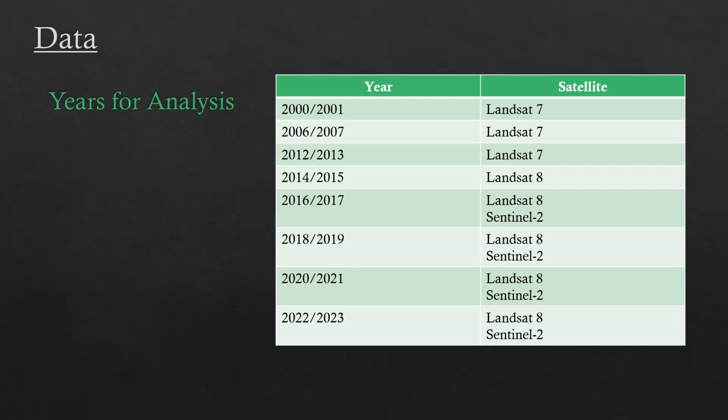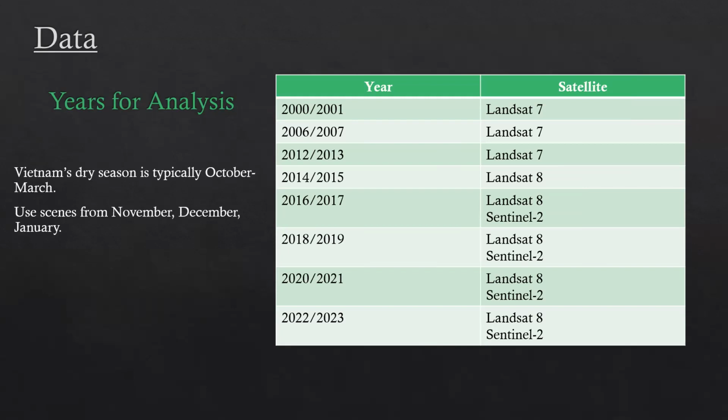You might be a little confused as to why I have 2000, 2001, 2006, 2007 for the years. This is because Vietnam has a dry, wet season cycle, and the dry season is typically between October and March. So it'll cross over between the years. To try getting the most consistency, I'm going to be using scenes from November, December, and January. So that way it's more solidly in the middle of the dry season to hopefully cut down on weather variability.